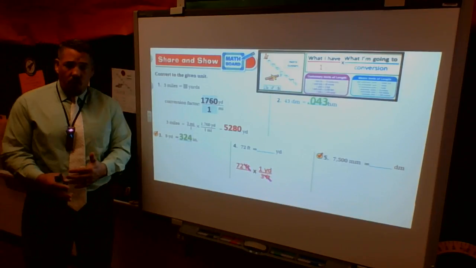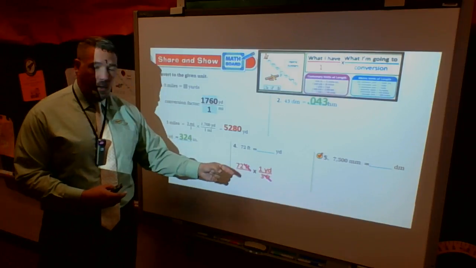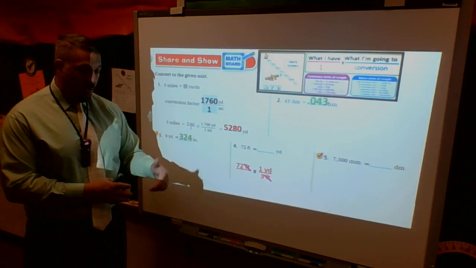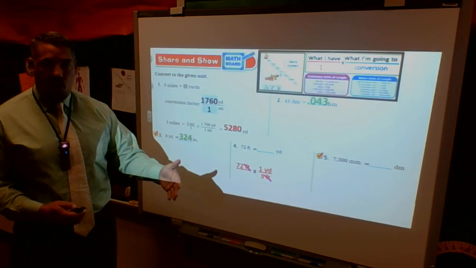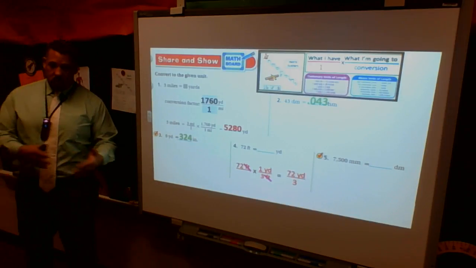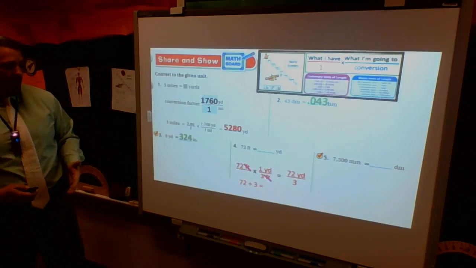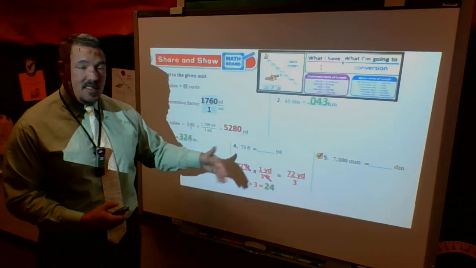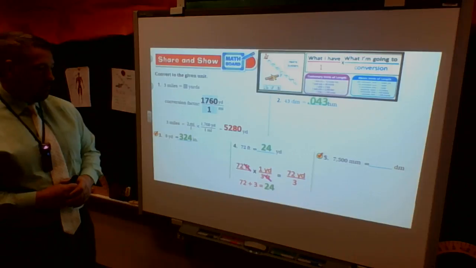Now, I could cross-reduce my 3 because 7 plus 2 is 9 if we look at our divisibility rules, and 3 does go into 9 evenly. Or I could just multiply across and see that I have 72 over 3, and that also tells me to divide by 3. Either way, I get to the same answer. 72 divided by 3 is 24. So 72 feet is the same as having 24 yards.